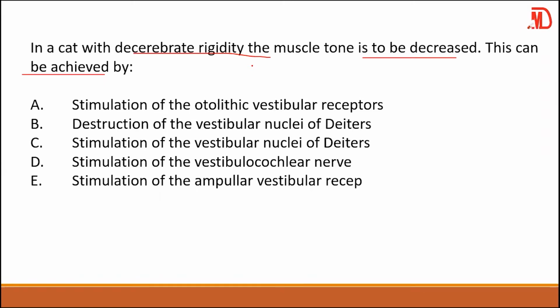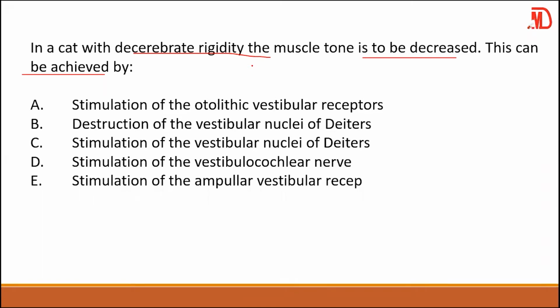So here's a case where we have decerebrate rigidity and the muscle tone is to be decreased. So what are we thinking about? We are looking at the vestibular nerve or the vestibular nuclei. These could be destroyed. And when these are destroyed, of course, the muscle tone is going to be decreased. Usually, when we talk about these vestibular nuclei, we are dealing with the region somewhere below the red nucleus.